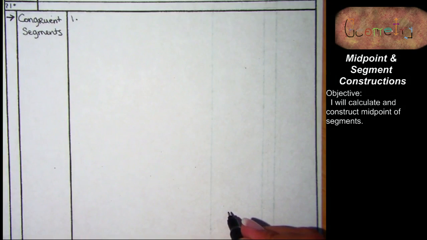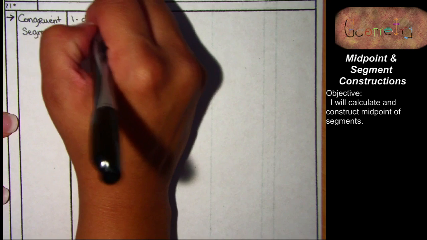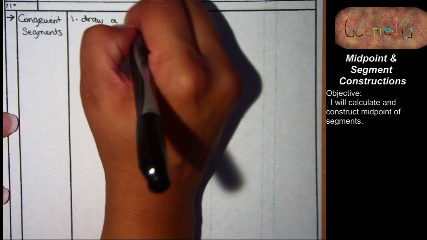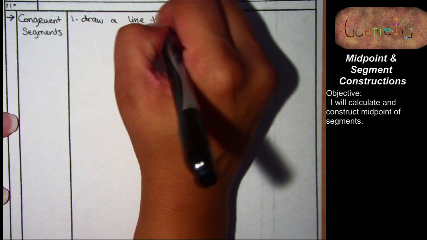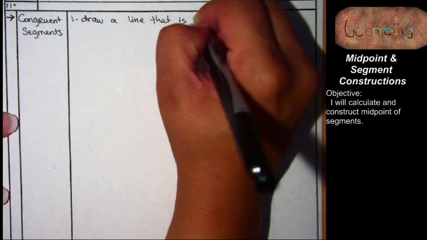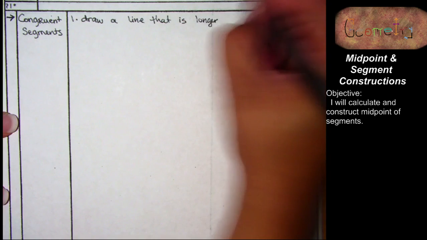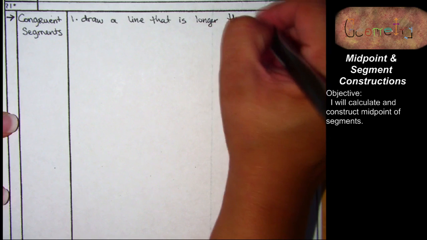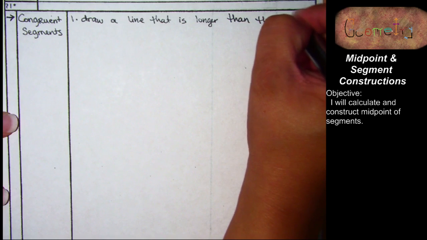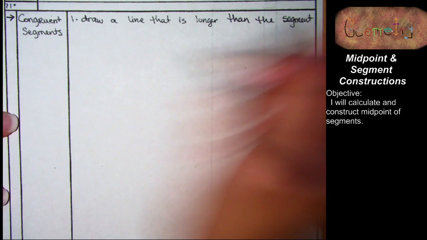The first step is to draw a line that is longer than the segment you're trying to copy.